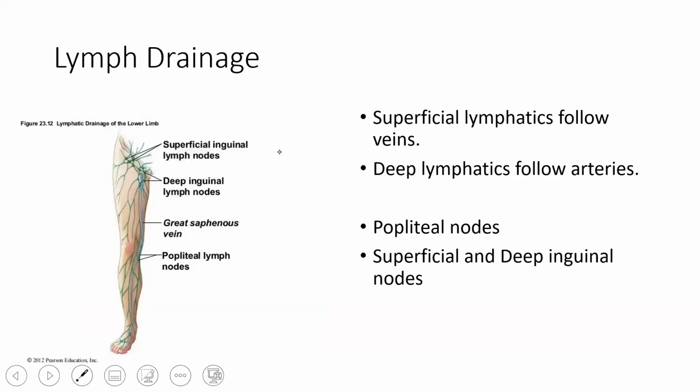Then we come to the lymphatic drainage. So, as in the upper limb, the superficial lymphatics follow the superficial veins and the deep lymphatics follow the arteries. When you consider important groups of nodes, you have the popliteal nodes in the popliteal fossa. These drain the lateral aspect of the foot and the leg. Then in the inguinal region, you have the superficial and the deep inguinal nodes.